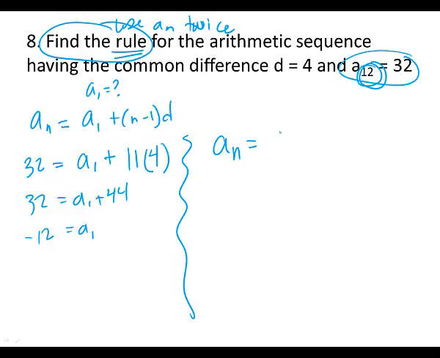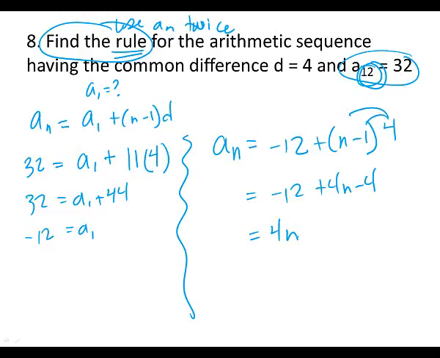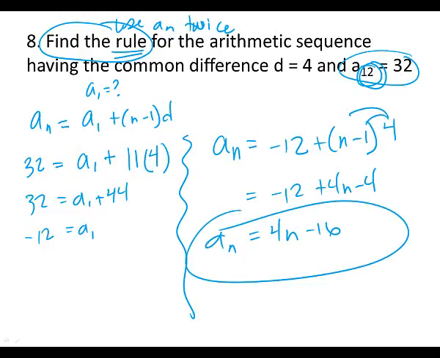Okay? A sub n equals, what's my first term? -12 plus n minus 1. What's my difference? 4. And because I'm writing a rule, I'm not filling in the n. Okay? So we're going to distribute the 4 in. So we have -12 plus 4n minus 4. So 4n was -12 and -4. Good. So a sub n equals 4n minus 16. That's the rule that they're looking for. Yes. It's a formula, right? You wrote your own formula. It's a rule.